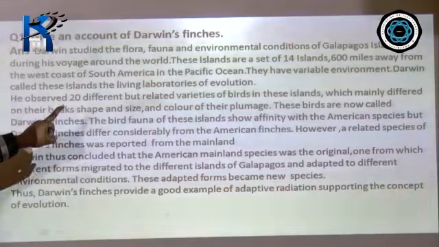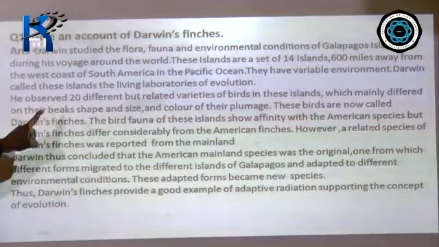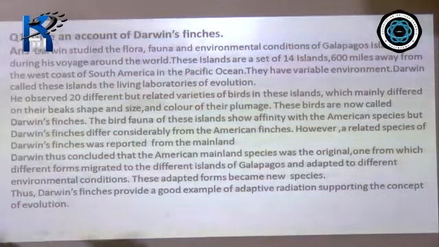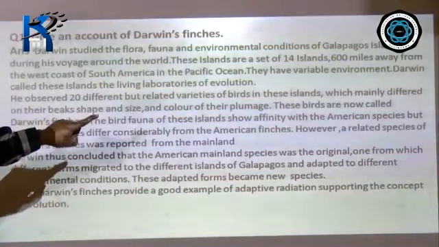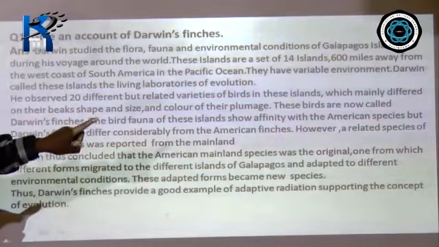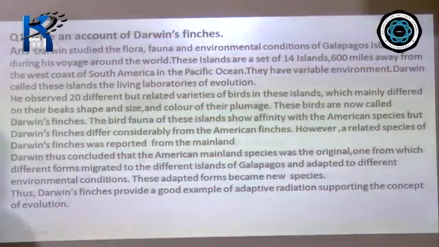He observed 20 different but related varieties of bird in this island. That means 20 different birds are similar, yet dissimilar in appearance, which mainly differed in their beaks. That means the shape of the beak, the size of the beak.